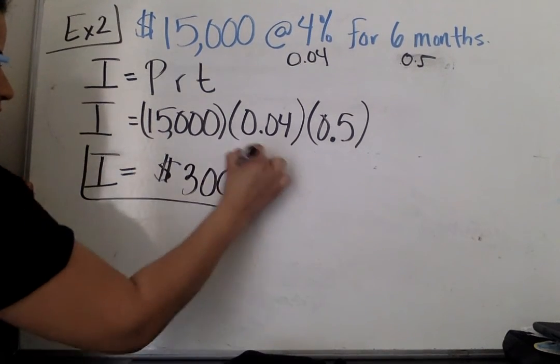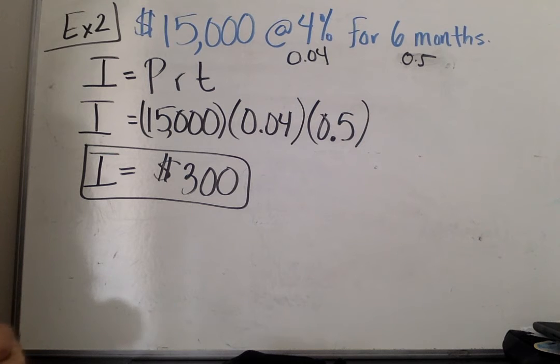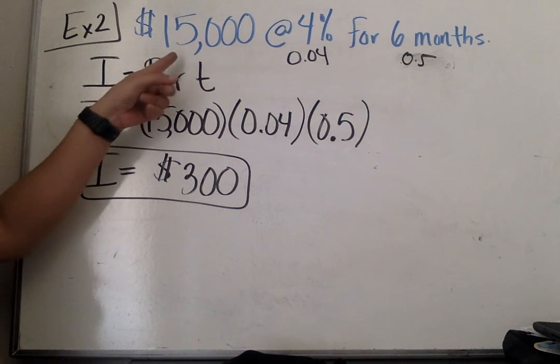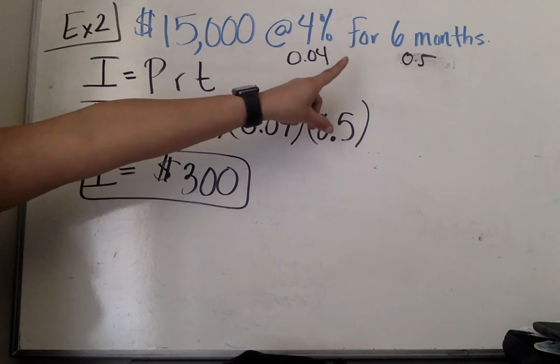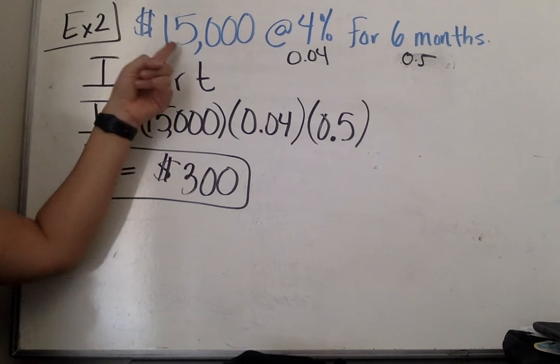Okay, so this person, for borrowing $15,000 at 4% for half a year, 6 months, they're paying $300 in interest to borrow that amount of money.